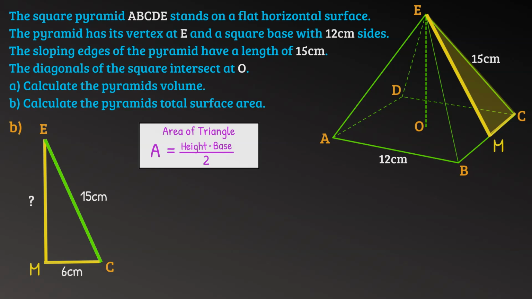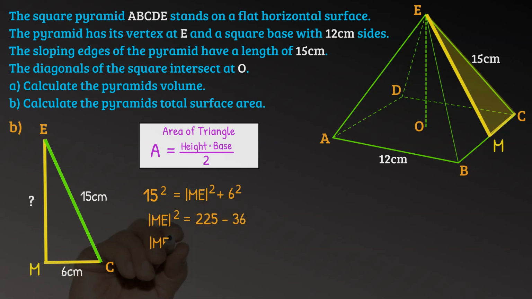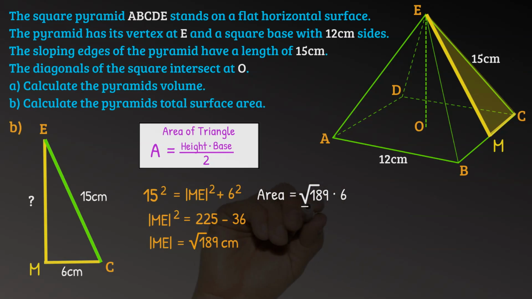And we can work out this length, ME, again using Pythagoras, because 15 squared equals ME squared plus 6 squared. So ME squared is equal to 225 take 36, which is equal to 189, so ME is the square root of 189. So the area of this triangle is the height, which is the square root of 189, times the base, which is 6, divided by 2, which gives us 41.24 centimeters squared.